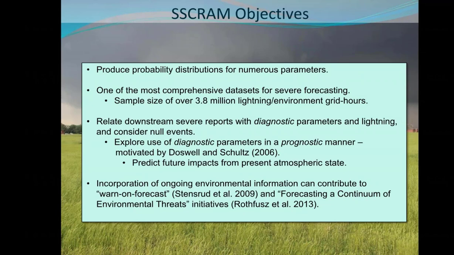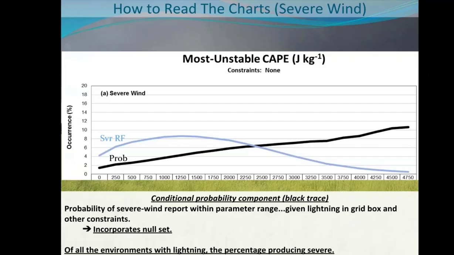This is a very big challenge. How can we relate diagnostic environmental parameter space to the potential for severe weather into the future, effectively translating a diagnostic mesoscale environment to a prognostic assertion? This is very much in line with the Warn-on-Forecast and FACETs initiative. So let's talk about the science more behind these probability distributions.